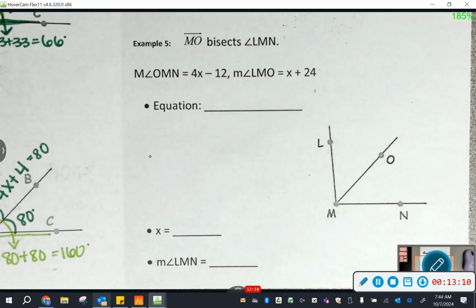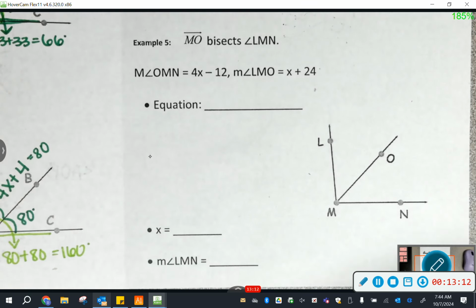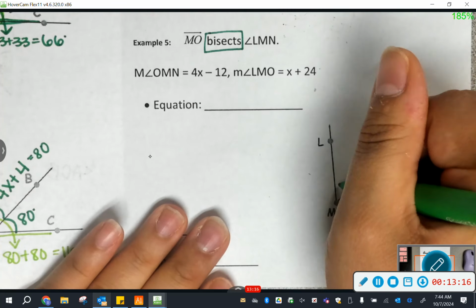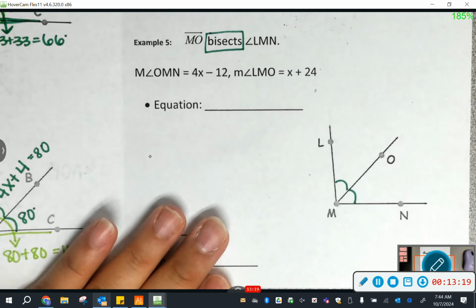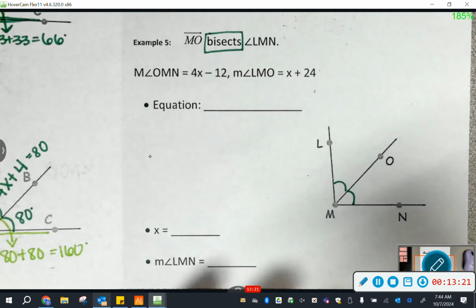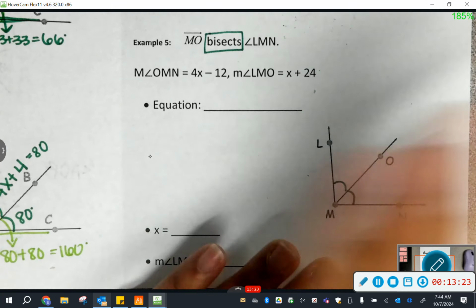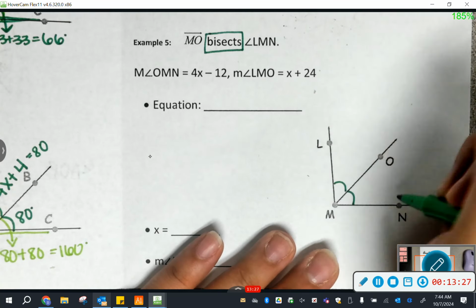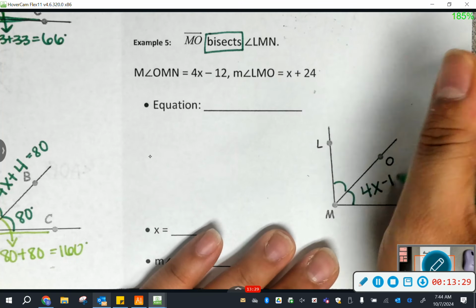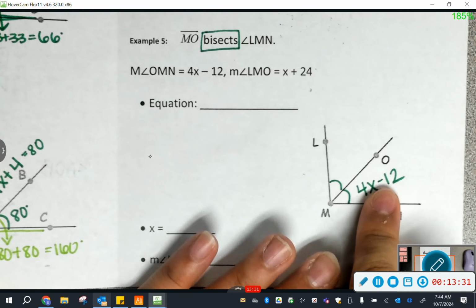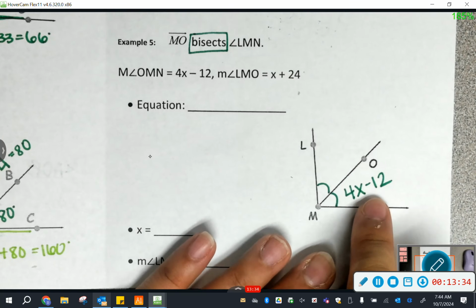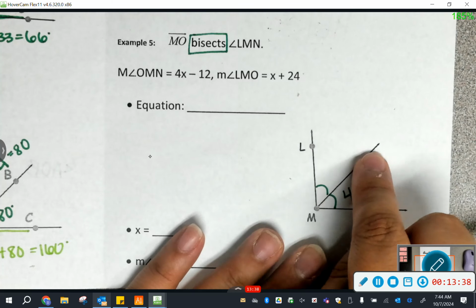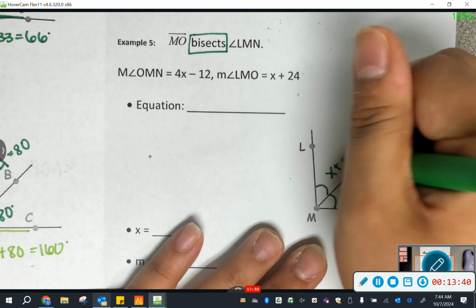Okay. Did you see the word bisects and draw your arches? Next we have OMN. I don't know why that's a capital M. That should be a lowercase m. OMN. Did you put 4x minus 12 on the bottom one? If you did not, you were not paying attention and reading. Put that on the bottom. LMO was x plus 24.